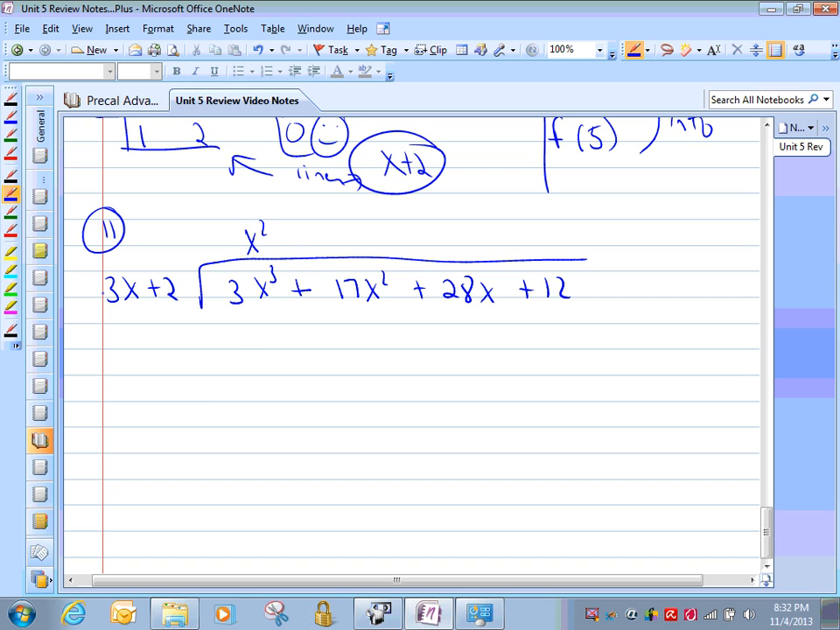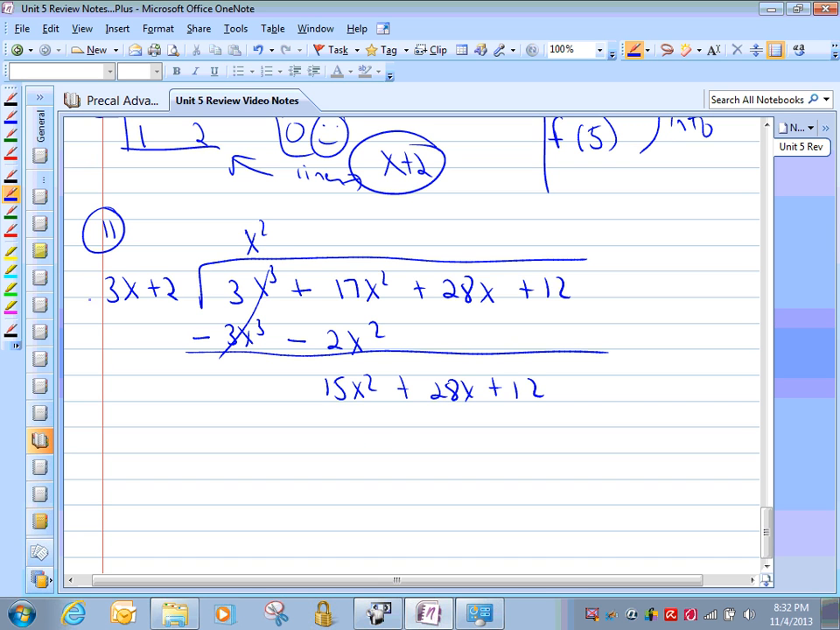x squared times 3x would be 3x cubed. Now, 2 times x squared would be 2x squared. Draw our line, and then bell go off in your head. Ding, ding, ding. Change the signs. So this is a subtraction. This positive number will become a negative. Cancel this out, add down, and you get positive 15x squared plus the 28x plus the 12.